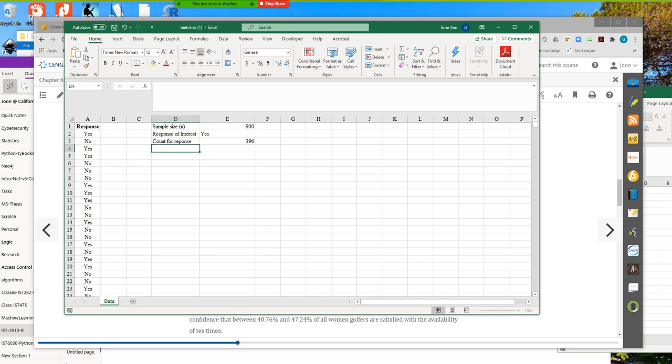And then from there we can compute the sample proportion. The sample proportion is basically 396, which is the count for response, which is E3, divided by the sample size, which is E1, sorry, not D1, E1. So 396 divided by 900. So it's 44% women golfers say yes. So that's the sample proportion.